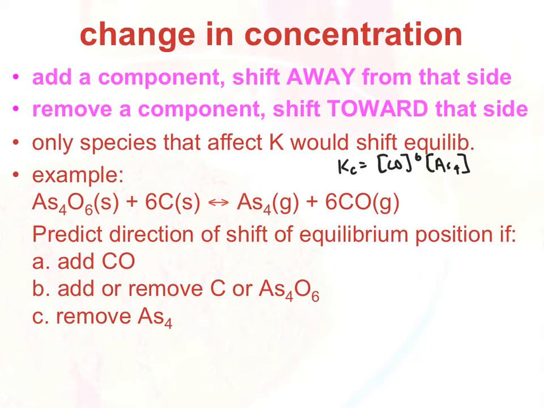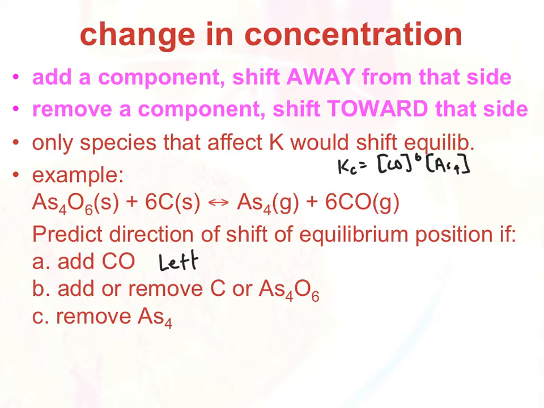Okay, so let's talk about the shifts we would expect. If we add the component CO, as is indicated here in part A, we are going to be adding a component that is involved in the equilibrium expression. So as we add CO, the equilibrium is going to shift away from that addition in terms of this equation. CO is going to cause equilibrium to shift to the left, and so we're going to subsequently increase the quantity of our C and AS4O6.